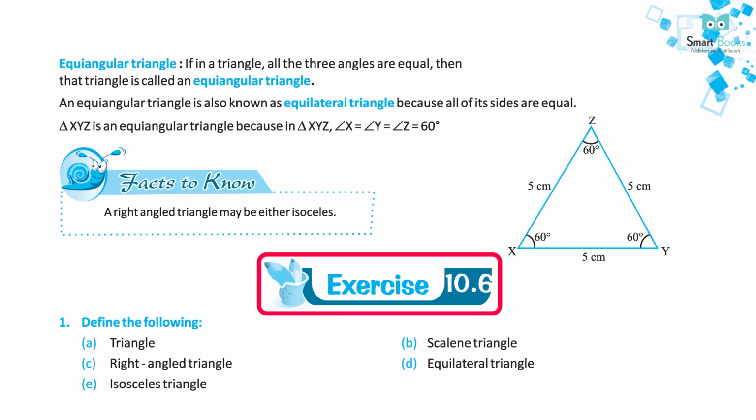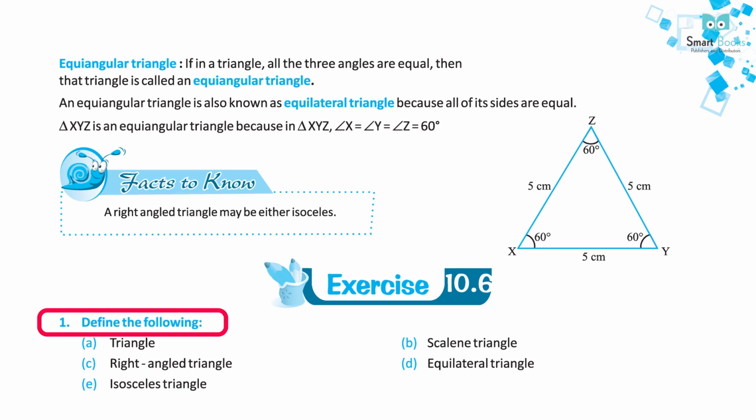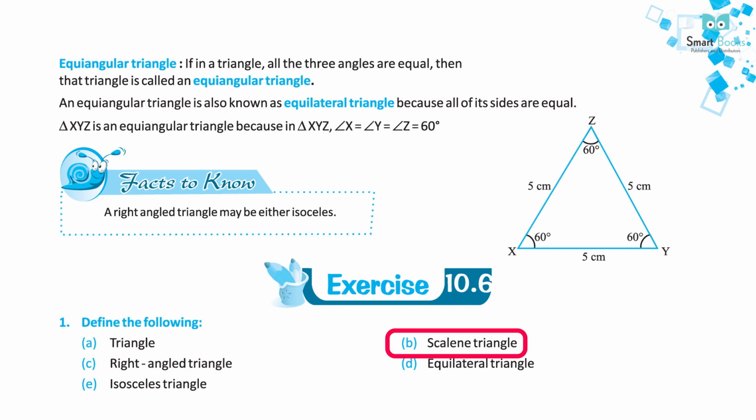Exercise 10.6. Question 1. Define the following. A. Triangle. Solution. A three-sided polygon is called a triangle. The sum of the three angles of a triangle is always 180 degrees. B. Scalene triangle. Solution. A triangle having all three sides unequal is called a scalene triangle.